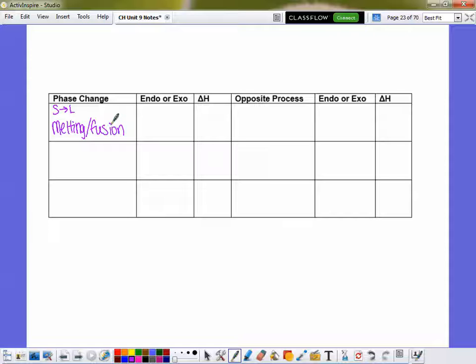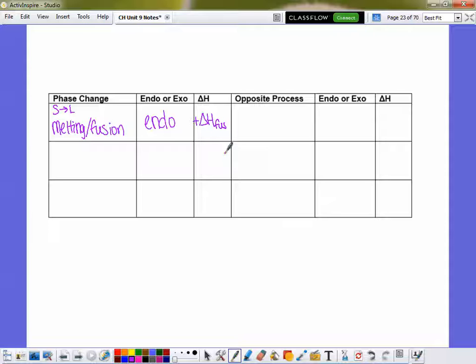In order to melt a substance, do you think you have to put energy into it or take energy out? You have to put energy in. In order to melt ice, you have to heat it up, right? You have to put energy in. So does that make it endo or exo? Endothermic, because energy has to go in. So what sign would that delta H have? Positive. And that's going to be positive delta H fusion. So it has the subscript FUS for fusion.